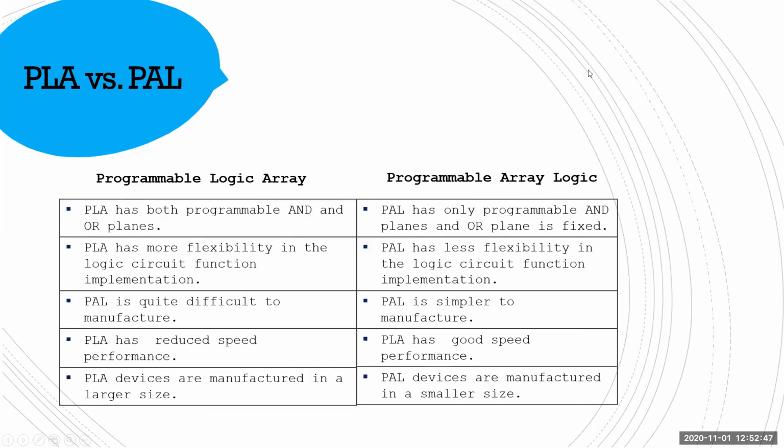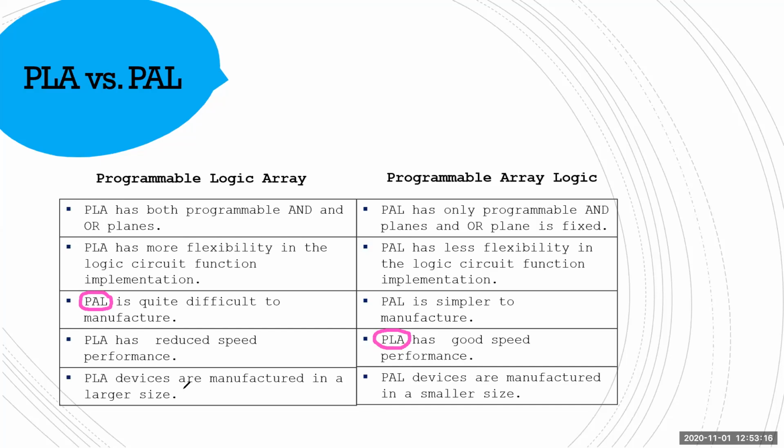I have made a mistake here. This one should be PAL. They are all PAL. This one is maybe a mistake, so you fix it, okay? And here there's a mistake as well. I can see all the mistakes now. This one is PLA. This one is PAL, okay? PLA has reduced speed performance. PAL has good speed performance.